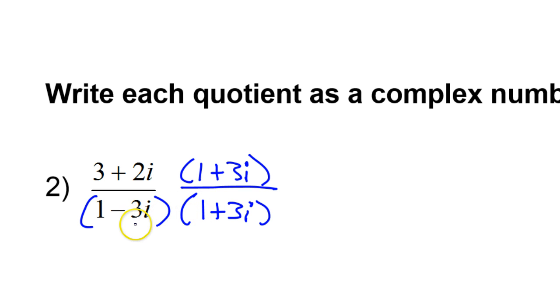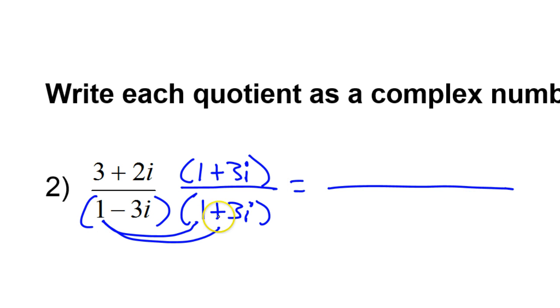But in the denominator, when we do our double distributive property, we're going to multiply the 1 by everything. So that's going to give me 1, and then 1 times 3i is 3i. And then we're also going to distribute the negative 3i times everything. So negative 3i times 1 is going to be negative 3i, and negative 3i times 3i is going to be negative 9i squared.